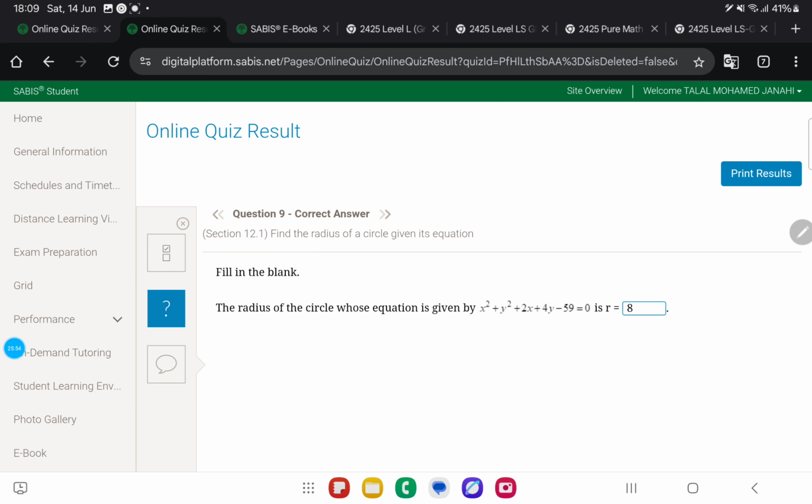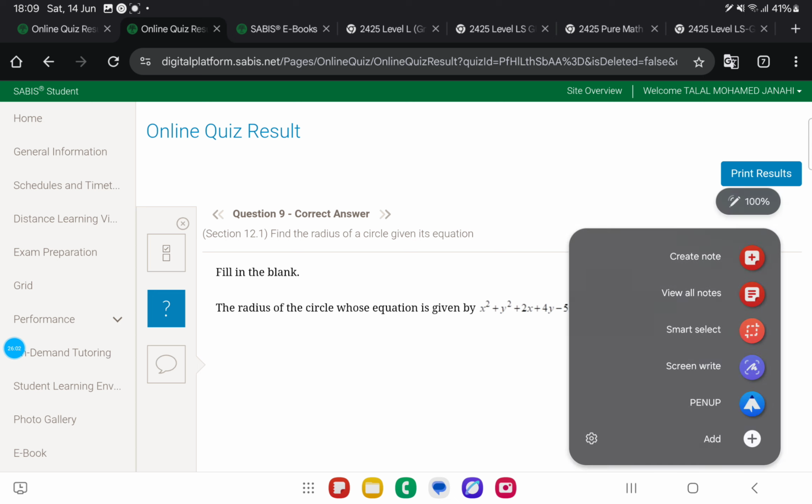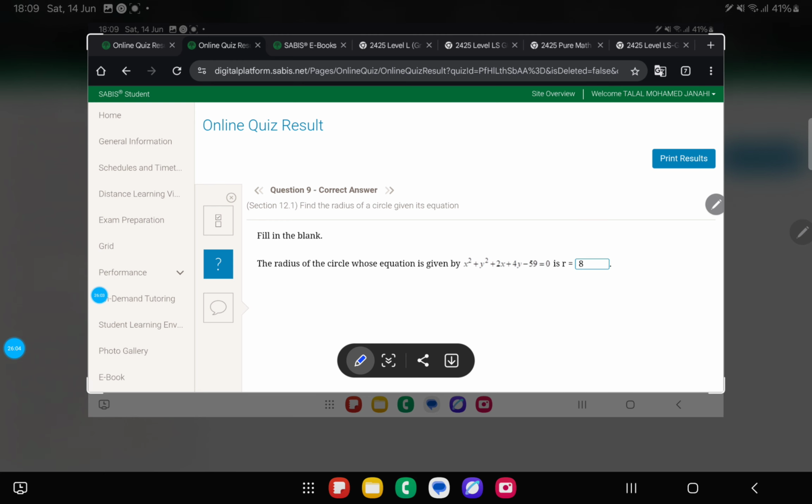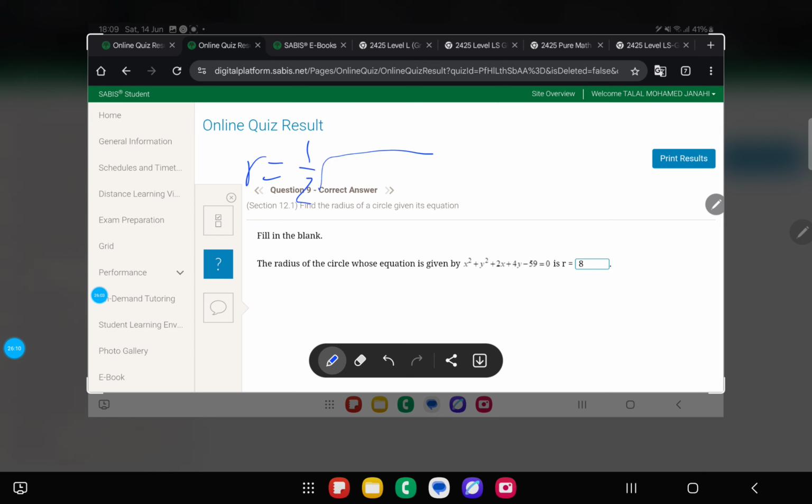Now going to question 9. The radius of the circle whose equation is given by x squared plus y squared plus 2x plus 4y minus 59 equals 0 is r what? So they want us to find the radius. We're gonna use this rule. Radius equals 1 over 2 radical a squared plus b squared minus 4c. Okay, now just implement this.